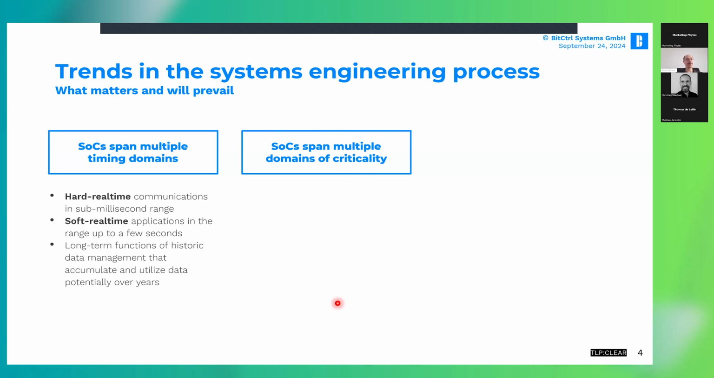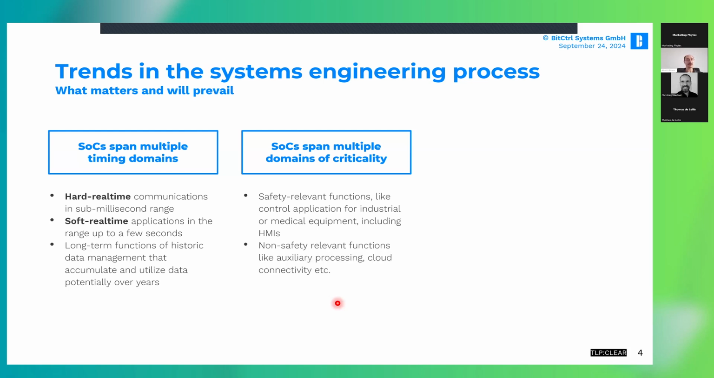SoCs now also span multiple domains of criticality. There is a safety-relevant domain where, let's say, the control application for industrial or medical equipment is running. Also, the HMI, at least in parts, is often part of the safety critical path. But there are also non-safety relevant functions that are executed on the same SoC, for instance auxiliary processing, cloud connectivity, etc. And both domains need to be isolated from each other on this SoC, but still securely exchange information in order to make the system fulfill the intended function.